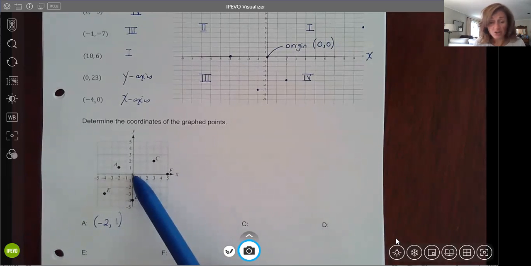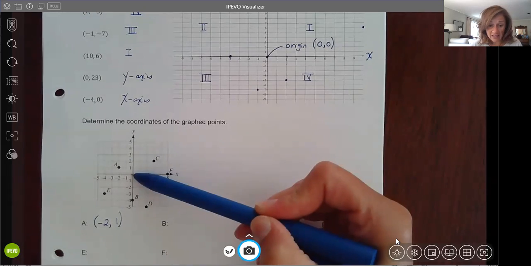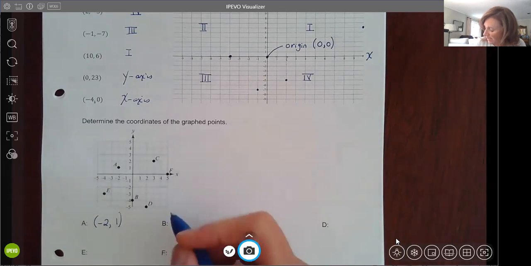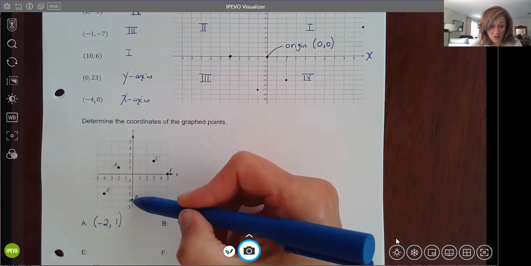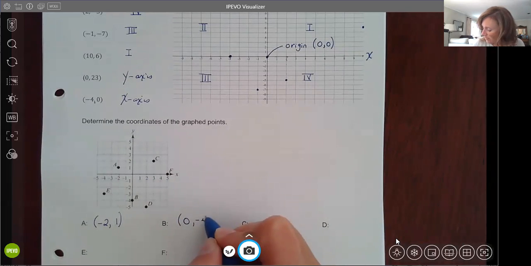Now to get to B, I don't go to the left or right. Do you see that? I don't go to the left or right. So this would be 0. And then to get to B, I go down 4. So down, of course, means negative.